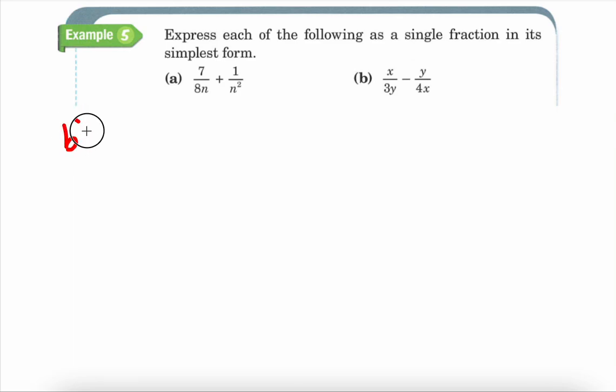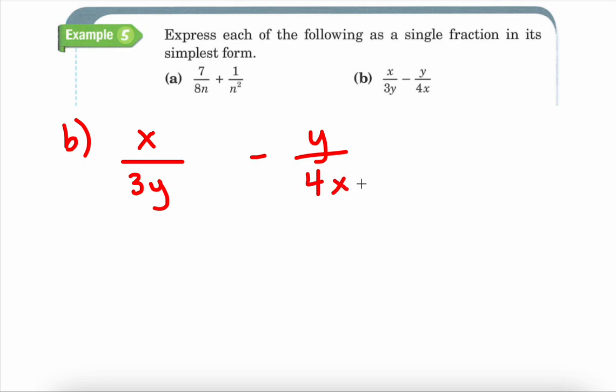Okay, let's look at b together. So I have x over 3y minus y over 4x. They don't really have anything in common, so I can just multiply both by each other. So 3y is multiplied by 4x, and 4x is multiplied by 3y.